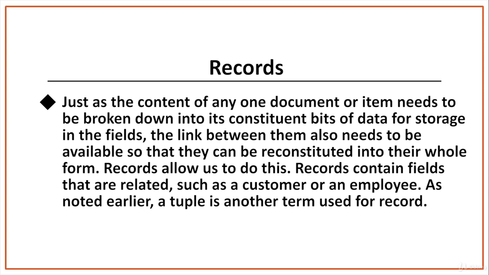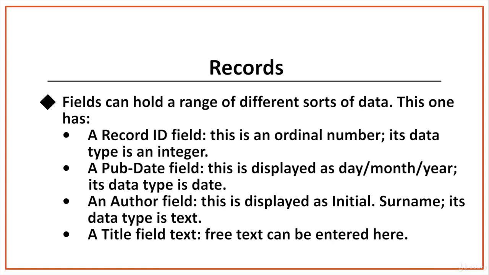Records contain fields that are related, such as a customer or an employee. As noted earlier, a tuple is another term used for record. Fields can hold a range of different sorts of data. This one has a record ID field. This is an ordinal number. Its data type is an integer. A pubdate field. This is displayed as day/month/year. Its data type is date. An author field. This is displayed as initial, surname. Its data type is text. And a title field, text. Free text can be entered here.